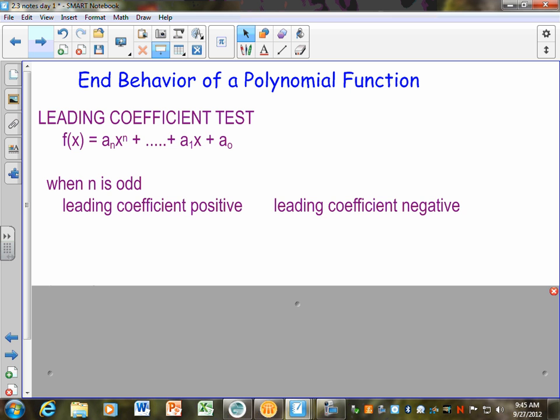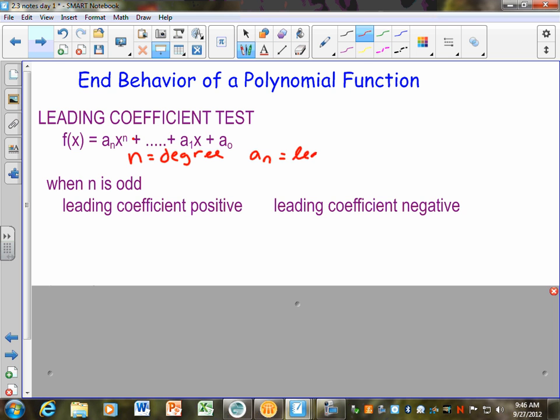And so I wrote this out here again, meaning if this is a polynomial function, n would be my degree, the highest exponent. The number in front of that, a sub n, would be my leading coefficient. And so when I make this little table, I talk about n being the degree, and then I just said leading coefficient instead of the a sub n there.